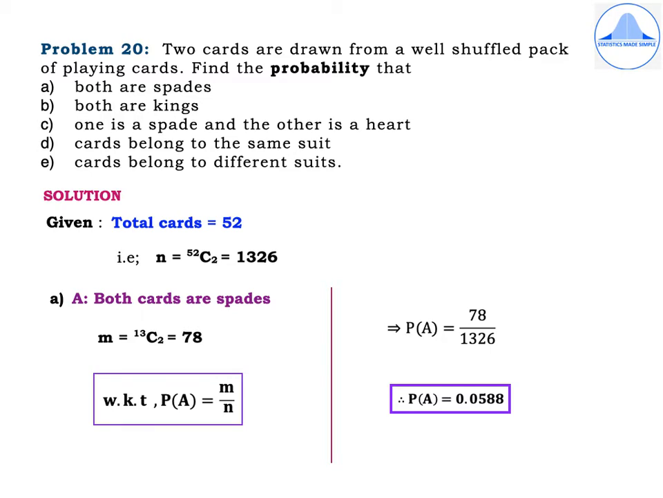Start with subdivision A. Define event A as both cards are spades. We know that the total number of spades are 13 and out of them we have to choose 2 cards which are spades. So m is equal to 13C2, which is equal to 78. Then write the formula. We know that P of A is equal to m by n, which implies P of A is 78 by 1326. Therefore, P of A is equal to 0.0588.